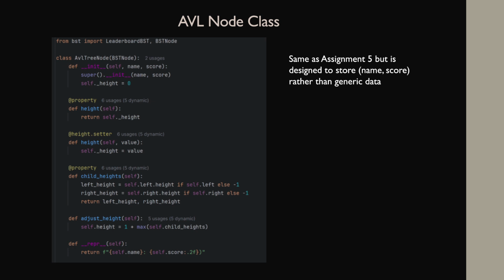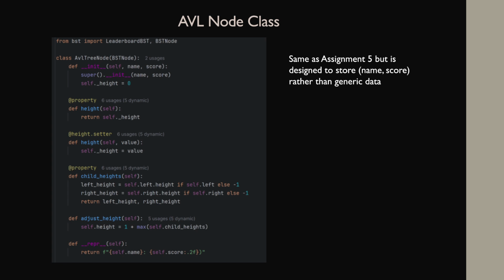The AVL node class is generally the same as assignment 5 almost in its entirety, except for the fact that it is more designed to store name and score for the scope of the project as opposed to generic data. So the way that we're storing data for our nodes is different. But going through it quickly, it inherits from BST node, so it has the basic functionalities like the left right child pointers. And then we would add an extra attribute, height, and then we initialize it to 0, so that the balance factor can be easily found.